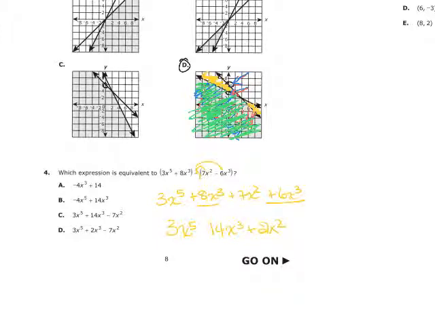Anything over here that looks like that? Yep, that would be letter, 7x squared, sorry. And that would be letter C.